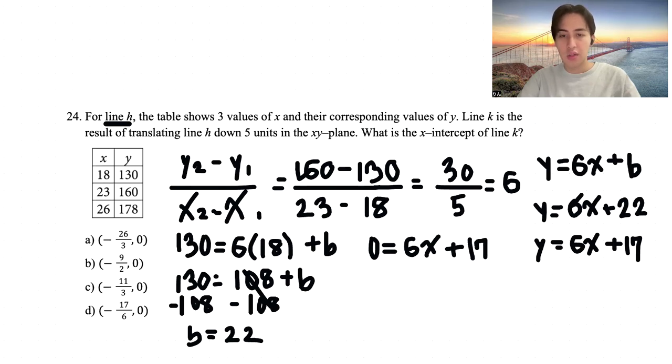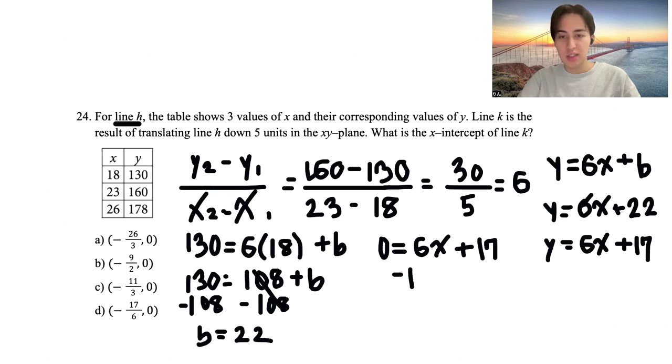So we can isolate the 6x by subtracting 17 on both sides. So this will cancel out, and you're left with -17 equals 6x.